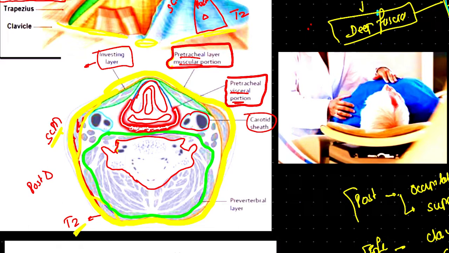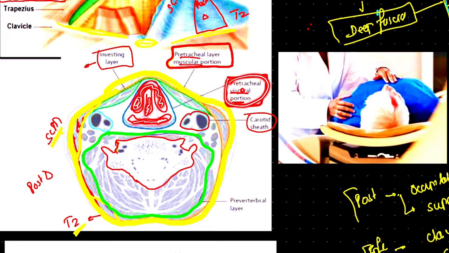Yes. Okay. Now, we talked already that it has multiple layers. What were the multiple layers? They were our muscular portion and our visceral portion, right? And talking about the visceral portion, what was it enclosing? It was enclosing the thyroid gland, the trachea, and the esophagus. Okay, and these were the things that we were talking about.